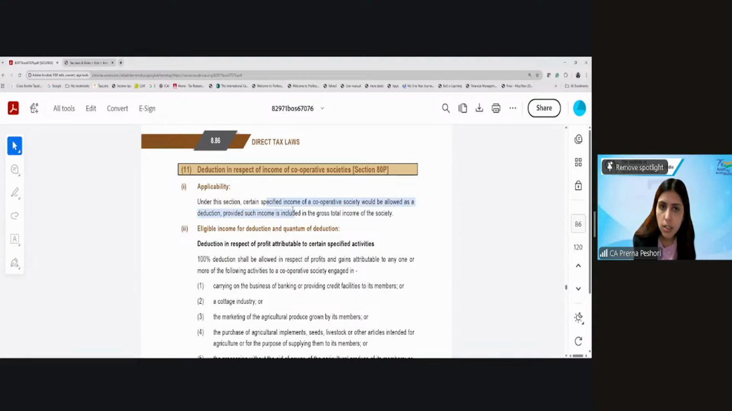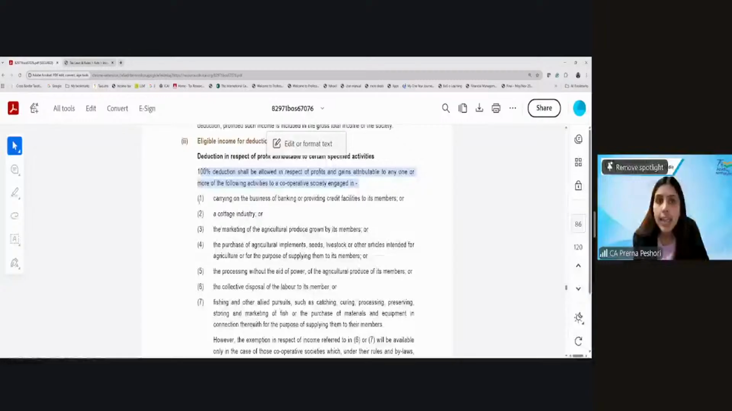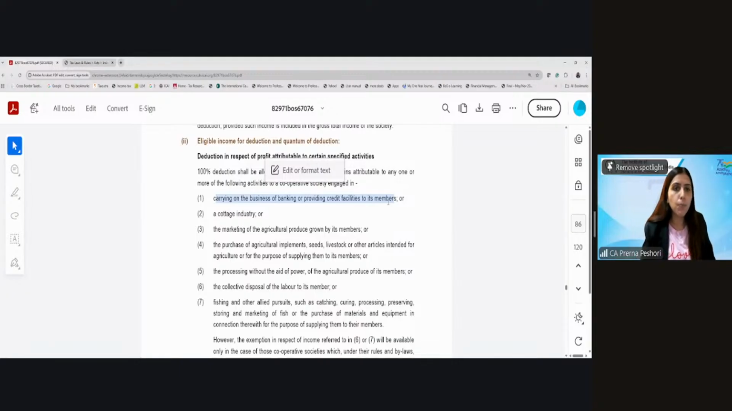What is the deduction? 100% is the deduction in respect of profit and gains attributable to these activities of a cooperative society: carrying on the business of banking or providing credit facility to the members. So if a cooperative society is a bank, a cooperative bank which is providing credit, loans to the members or carrying out the banking activity, 100% of the profits are eligible for deduction under 80P.